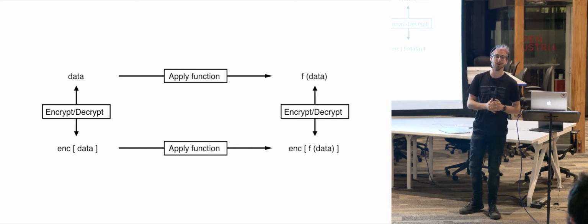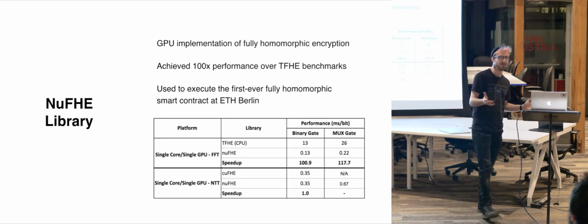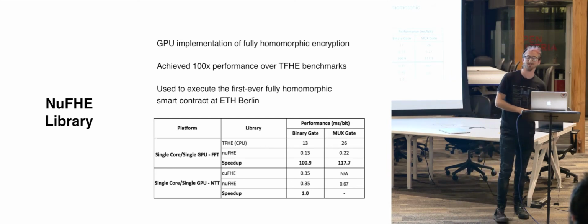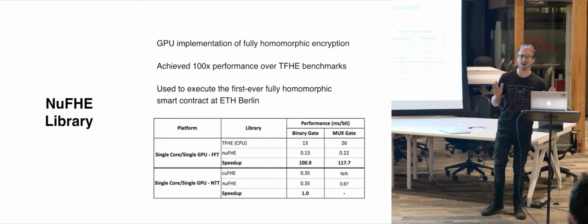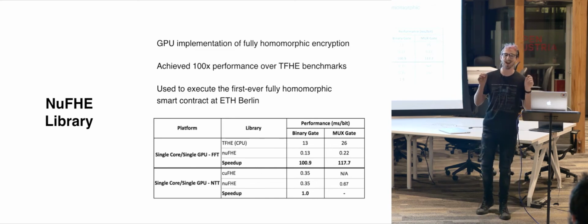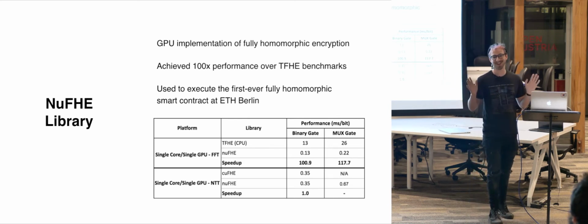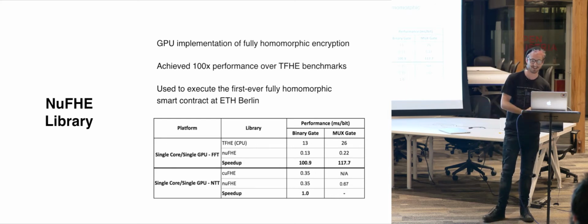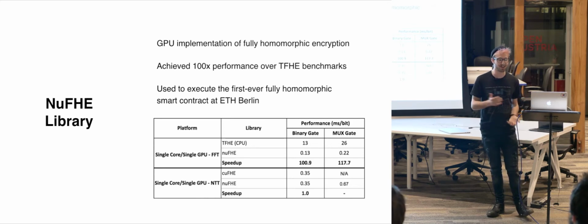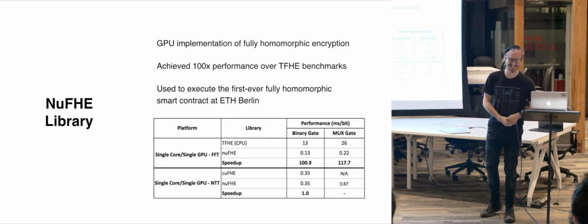In our case, we have built a library called NuFHE, which is an implementation of TFHE, if you're familiar with any of those libraries. It is a GPU implementation of fully homomorphic encryption, TFHE, and it has achieved, I could be wrong, but I'm fairly certain, I've done a lot of digging on this, I think we have the fastest FHE library ever right now, only because we do it on the GPU, and also because we do some really cool fast Fourier transform and NTT stuff, number theoretic transform, to make it really fast. We used it to execute the first ever fully homomorphic smart contract at ETH Berlin. First ever. Thanks.